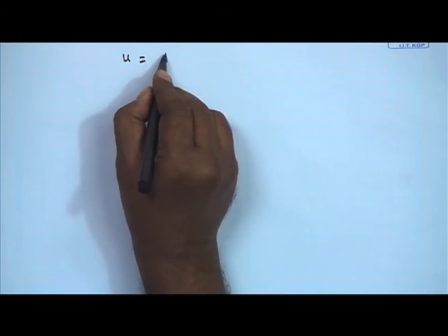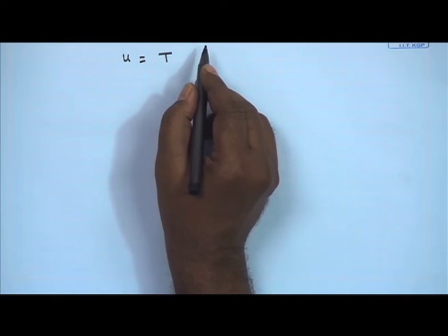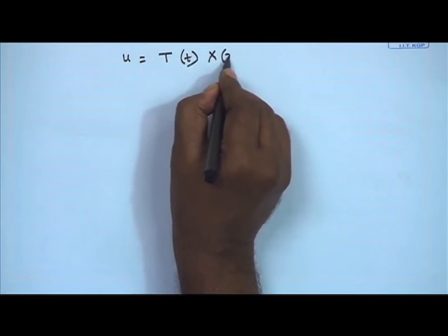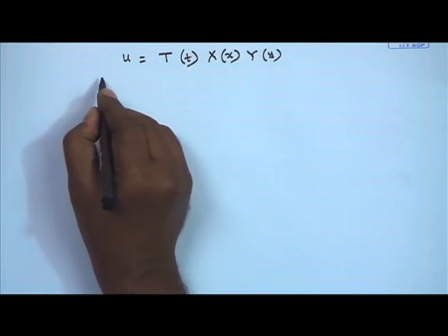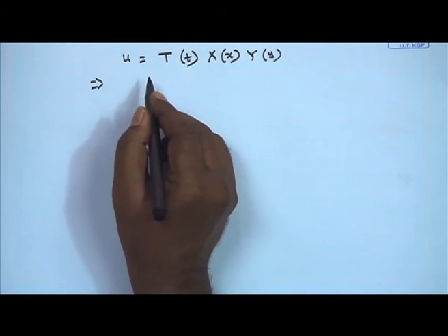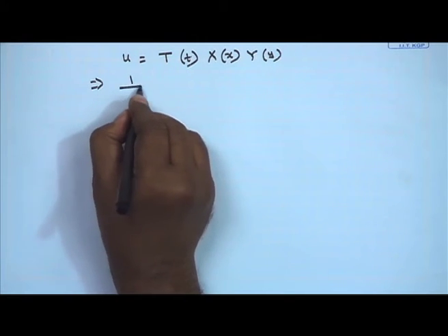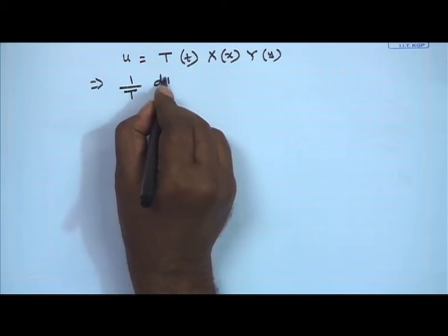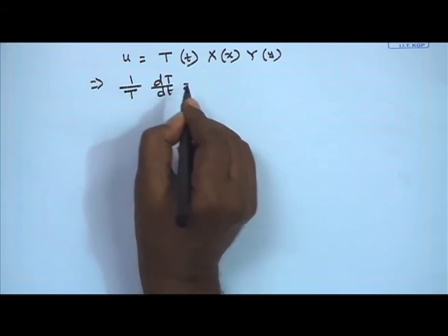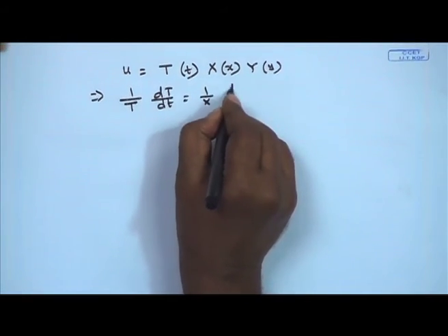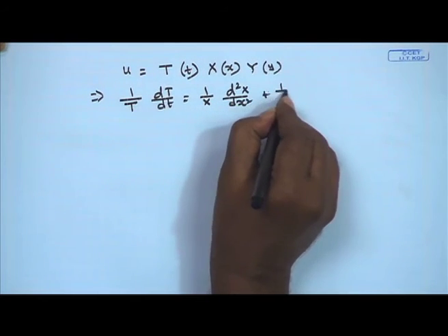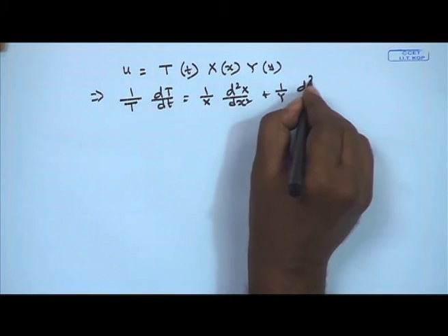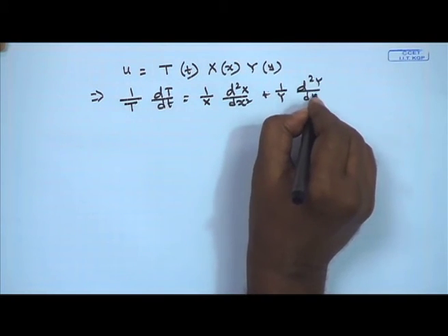So, u is assumed to be a product of 3 functions, T of t, X of x, Y of y. Now, if you substitute in the governing equation and after doing separation of variable, we will be getting 1 over T dT/dt is equal to 1 over X d square X/dx square plus 1 over Y d square Y/dy square.